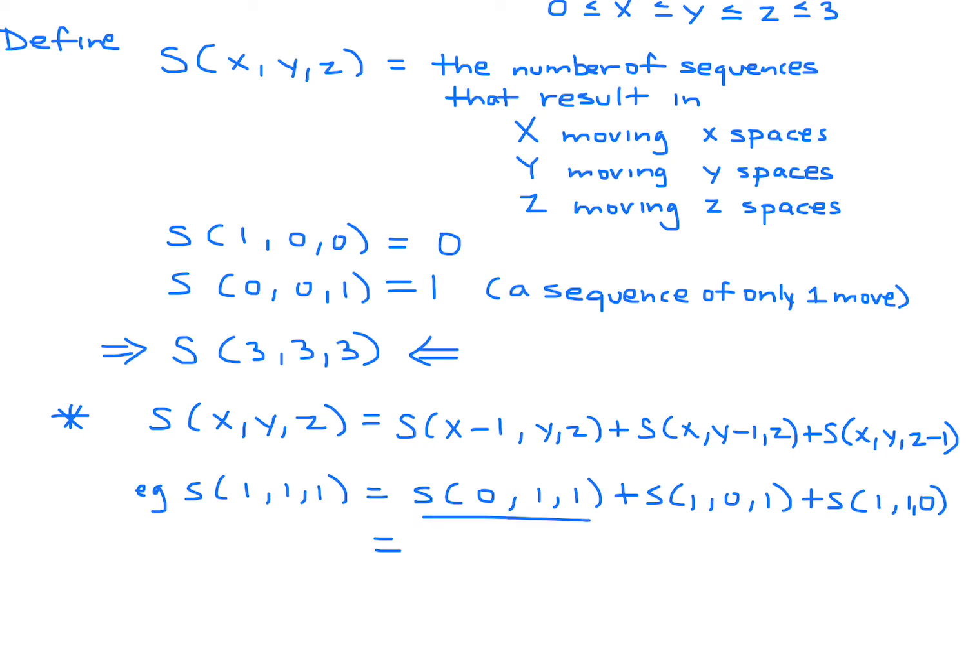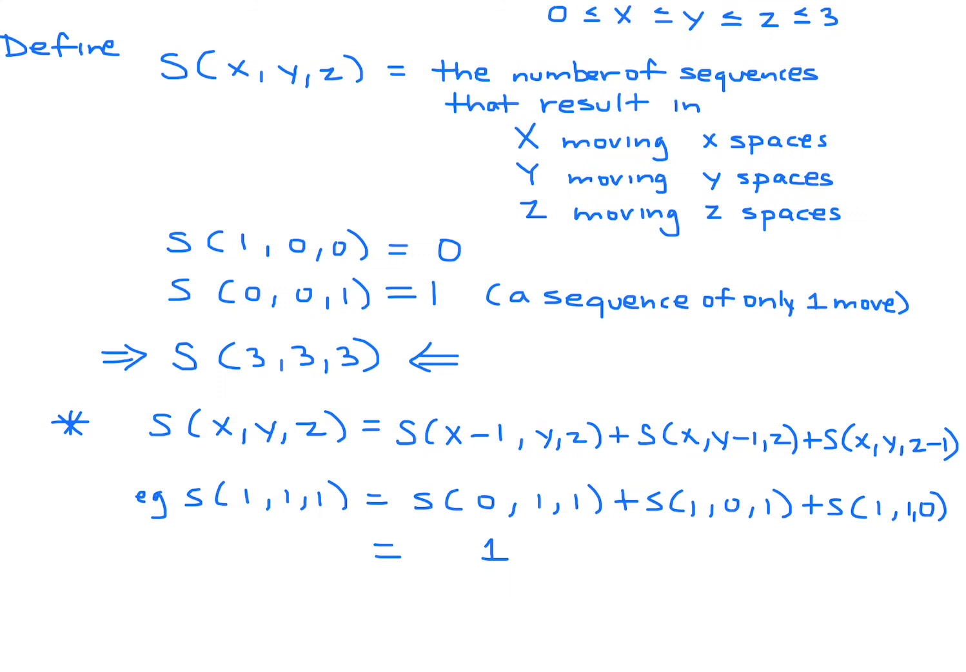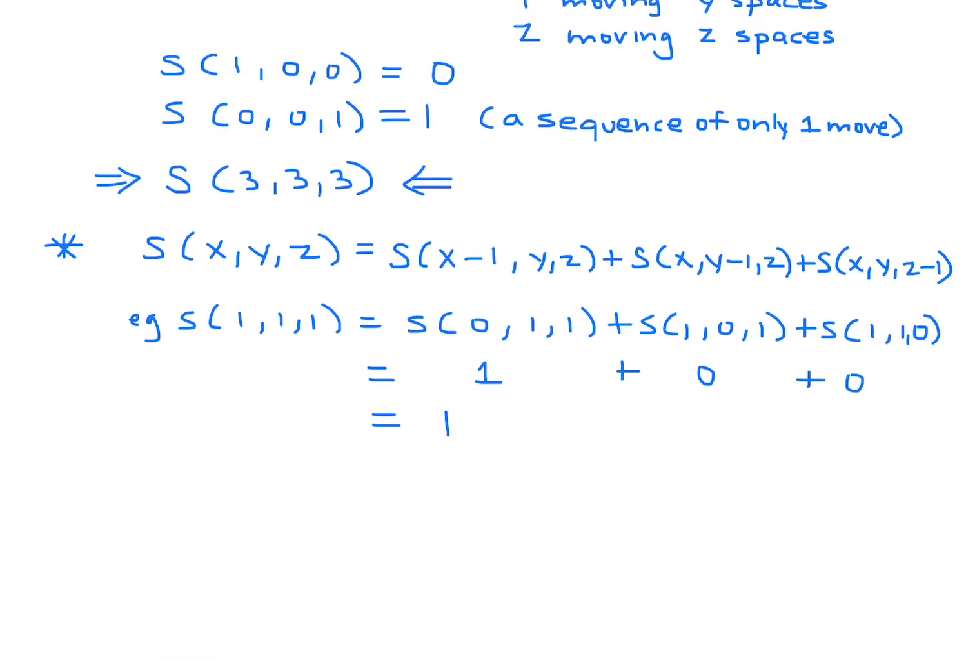S of 0, 1, 1, this one here, that means you've moved Z 1 space and Y 1 space, and that's it. That's all you've done. So there's only one way of doing that. There's only one such sequence. In this case, however, it fails this inequality, this one right here, because X cannot be greater than Y. So this becomes just 0. This one also fails because Y cannot be greater than Z. So that's 0. So this just gives me 1. So that is just one example of that recursive formula.